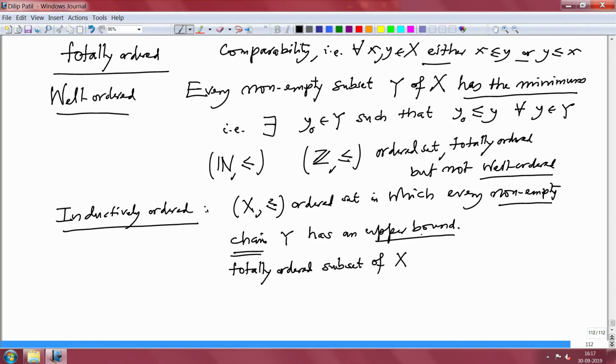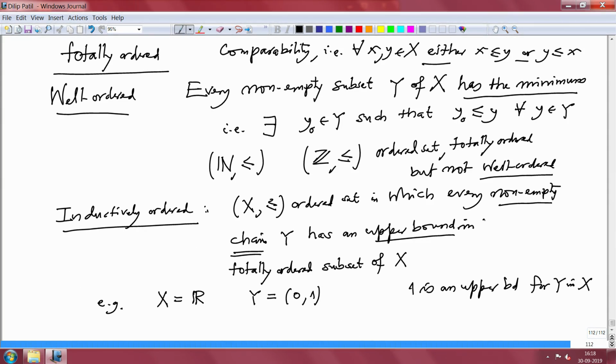So, for example, if you take X equal to R with the usual order, and if you take Y equal to the open interval (0, 1), 1 is an upper bound for Y in X. So, upper bound in X you should say. Like upper bound you have a lower bound also, 0 is a lower bound or minus 1 is a lower bound and so on. Most of this language is very clear if you use it correctly.